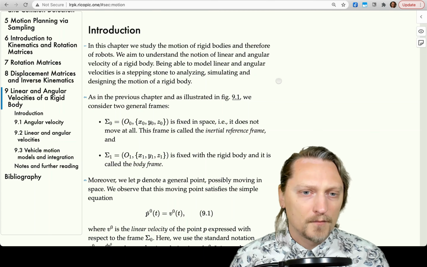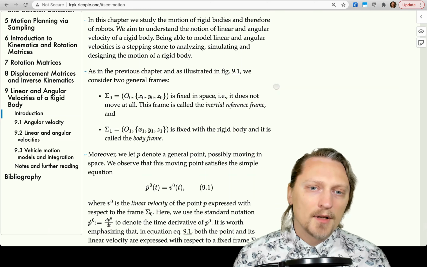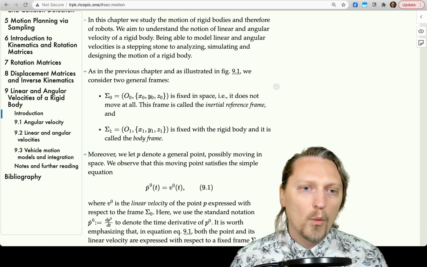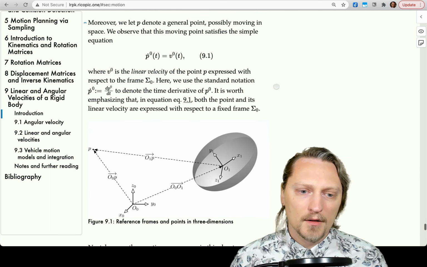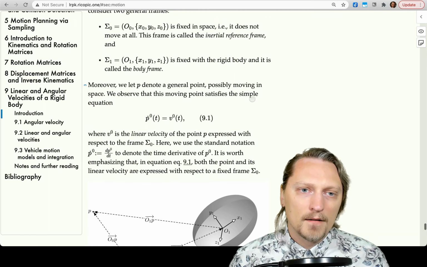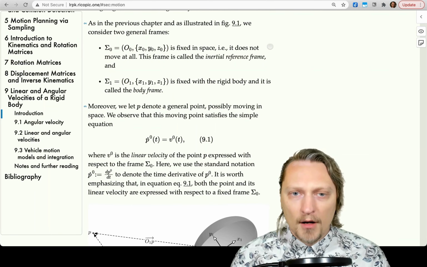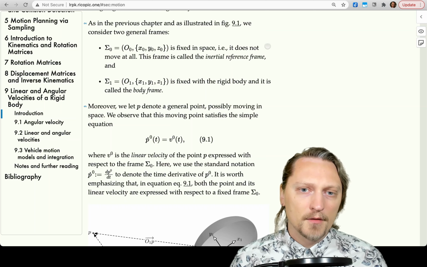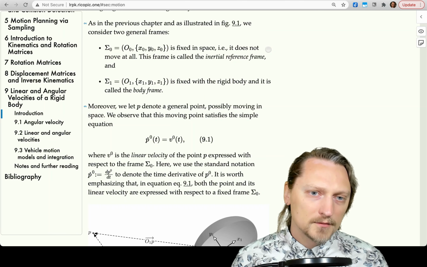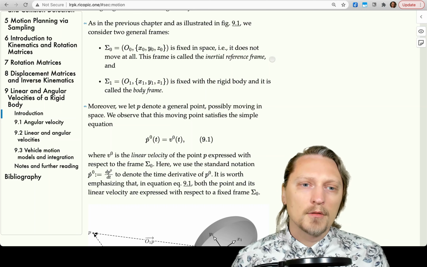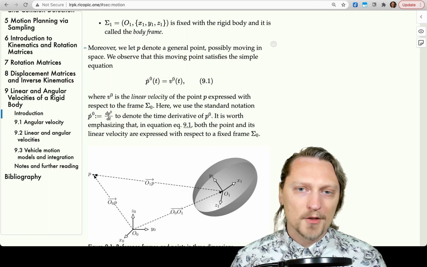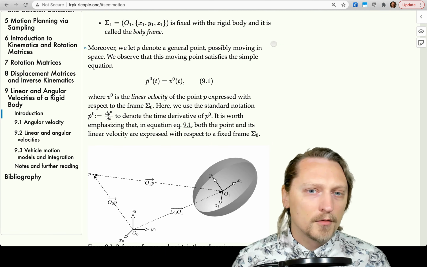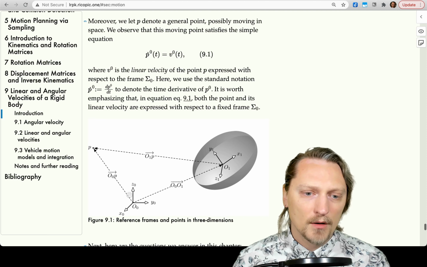Being able to model linear and angular velocities is a stepping stone to analyzing, simulating, and designing the motion of a rigid body. As in the previous chapter, and as illustrated in Figure 9.1, consider two general frames. Here is Figure 9.1. Sigma 0 is a fixed reference frame, fixed in space. It does not move at all. This frame is called the inertial reference frame, and Sigma 1 is fixed with the rigid body, and it is called the body frame. So you see Sigma 0 here, and you see Sigma 1 here in the figure.